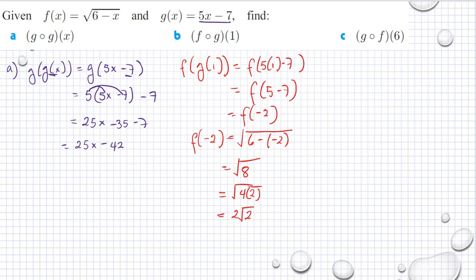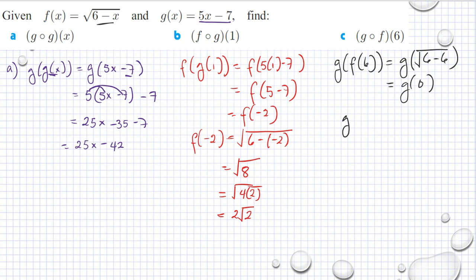The next is g of f of 6. So we have f of 6 first. We have the square root of 6 minus 6. Then we have g of 0. So our g of 0, we have 5 times 0 minus 7, and we have negative 7.